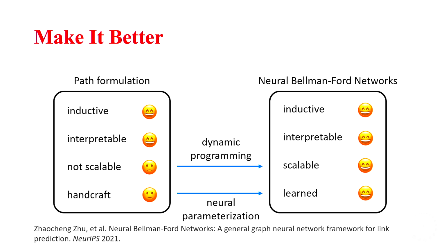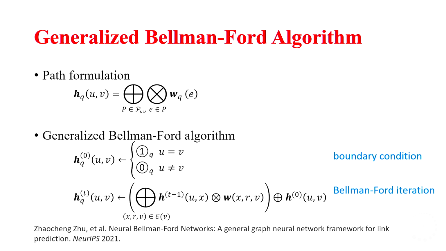We will use a dynamic programming approach, so they will be scalable. We keep the inductivity and the interpretability because we're still just doing a path-based method. And now, rather than being handcrafted, we'll have a neural parameterization, which is really what we want to do. I explained this, but in maths on a page, the representation between two nodes U and V, given some query, will basically be the sum of all the paths, and the paths are represented by the product of all the weights along the edges, where now the sum and the product are arbitrary binary operators that we define and learn a priori.